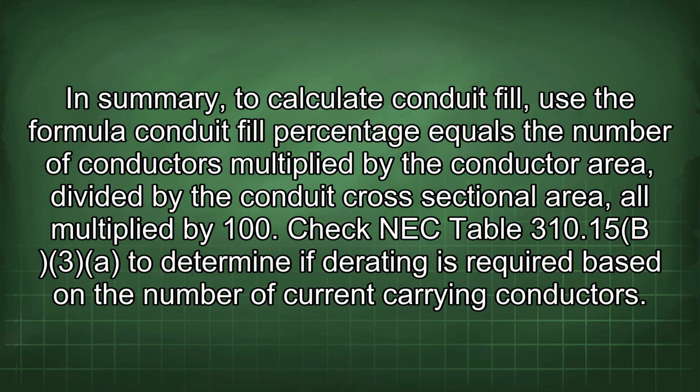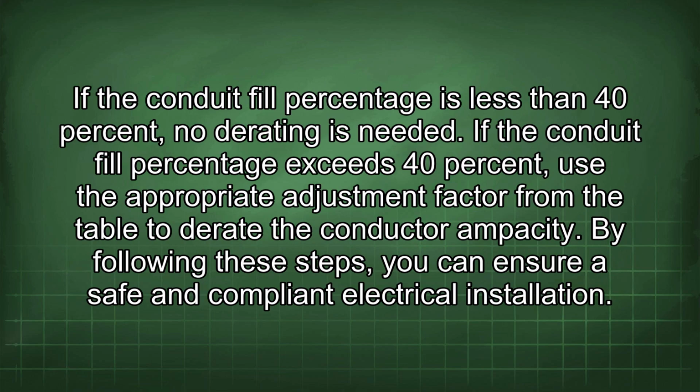In summary, to calculate conduit fill, use the formula conduit fill percentage equals the number of conductors multiplied by the conductor area, divided by the conduit cross-sectional area, all multiplied by 100. Check NEC Table 310.15(B)(3) to determine if derating is required based on the number of current carrying conductors. If the conduit fill percentage is less than 40%, no derating is needed. If the conduit fill percentage exceeds 40%, use the appropriate adjustment factor from the table to derate the conductor ampacity. By following these steps, you can ensure a safe and compliant electrical installation.